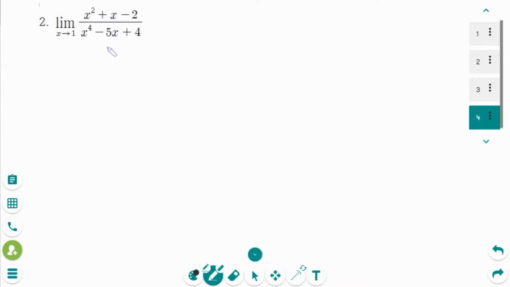This is the next question. This limit is also in the 0 over 0 form. Since the limit is as x approaches 1, the numerator and the denominator must have x minus 1 as a factor. Therefore, the limit will be in this form. Like this. Please remember.